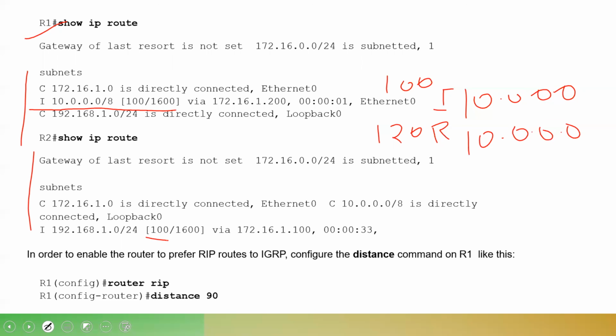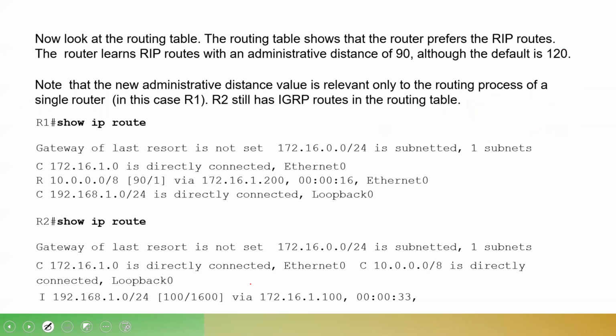Now, if I go to R1, you can see I'm in R1. If I go inside the RIP and change the distance, I am doing the manipulation. I'm making it 90 instead of 120. That means when R1 now learns the route, you can see that the AD value is 90. And now R1 is learning the same route via the RIP protocol. Although if you go and check R2, R2 is still learning via IGRP.